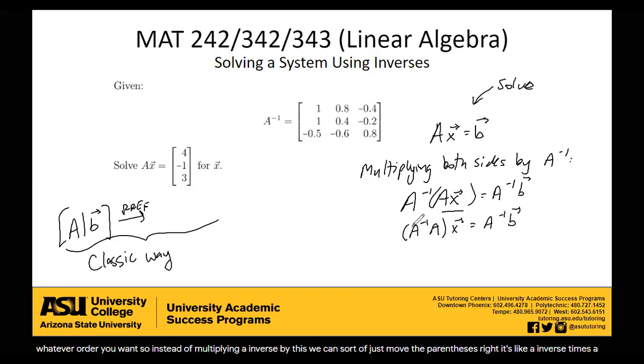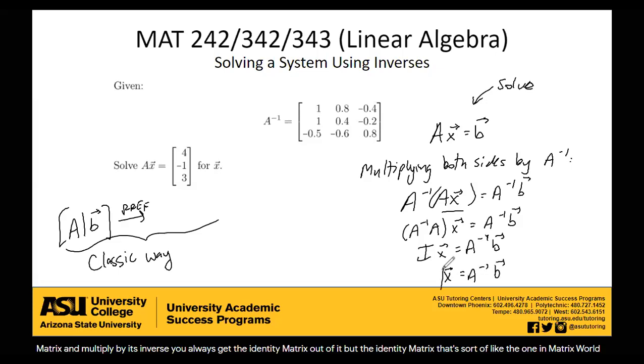But what's A inverse times A? This is where the definition of the inverse matrix is important. If you take your matrix and multiply by its inverse, you always get the identity matrix out of it. But the identity matrix is sort of like the one in matrix world. Whenever you multiply the identity by any other matrix, you're just going to get that original matrix. So in this case, I times X is just X. So we found our solution. If we wanted to solve this system, AX equals B, the solution is you take the inverse matrix of A and you multiply it by B. That's what your solution ends up being.